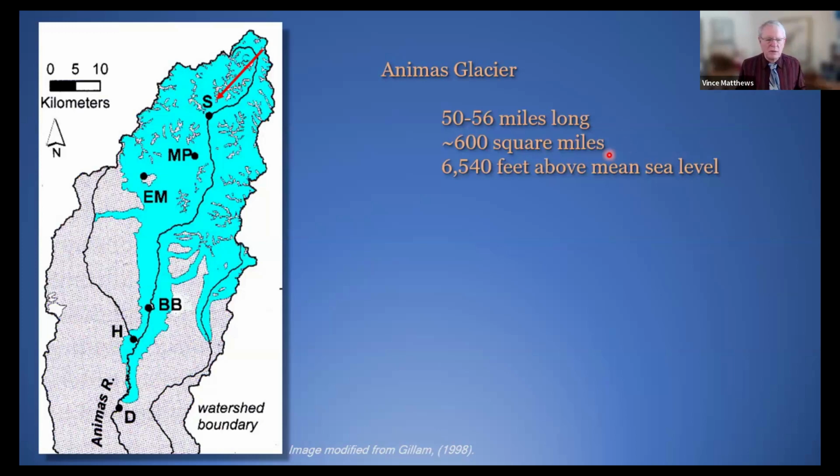And the question is, is it a debris flow or moraine? It's probably a debris flow rather than a moraine. But this one got down to 6,540 because it was so massive.